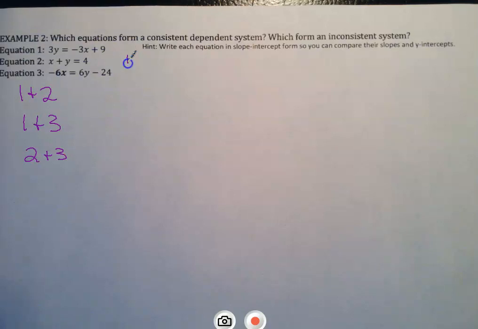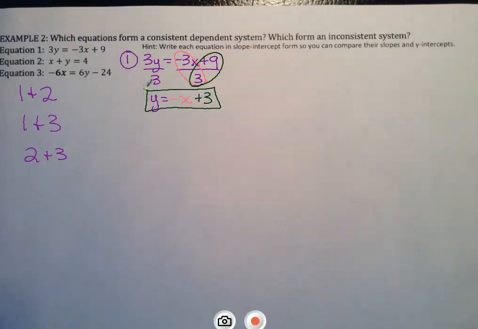So for equation 1, I'm going to circle the one there. It's close to slope-intercept form. Divide by 3. Good. So y equals, remember this is one of those places where you guys trip up. What's negative 3 divided by 3? Negative x. Don't forget, then you have to do 9 divided by 3, so positive 3. So here's my slope-intercept form for equation 1.